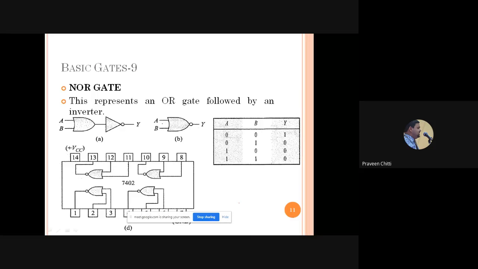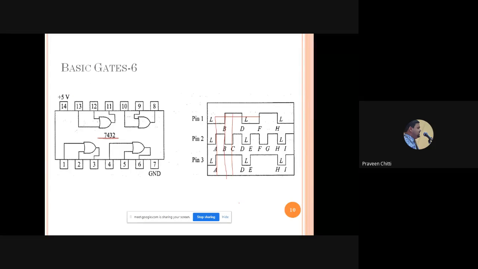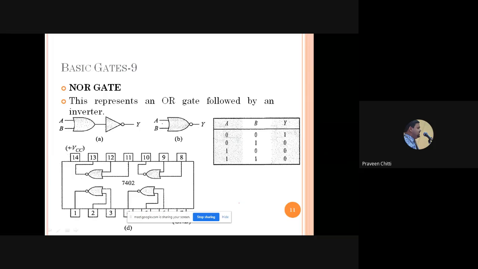Next, you can see what this gate is. NOR gate. What is a NOR gate? Complement of OR gate, OR followed by NOT. We have just studied the OR gate, right? You can see the symbol of the NOR gate: OR followed by NOT gives you NOR. This is the symbol for the NOR gate.